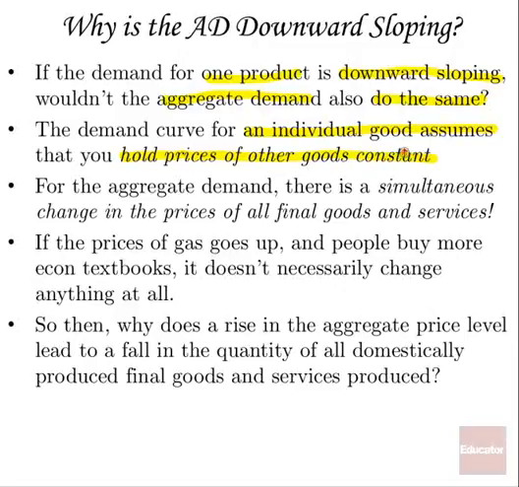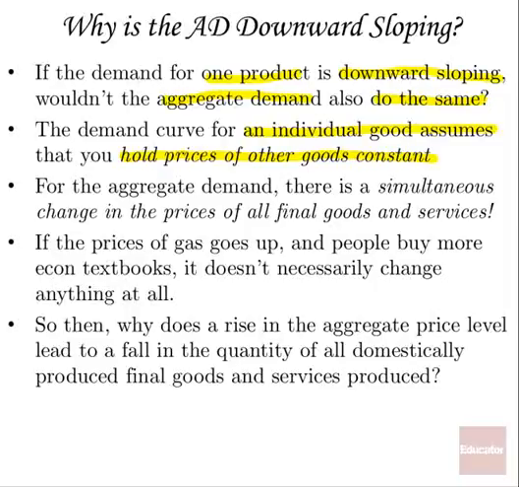So ceteris paribus. If the price of a DVD goes down, then what happens to the quantity demanded of the DVD? Price goes down, the quantity demanded is going to increase. If the price goes up, the quantity demanded decreases, right? So that's the relationship of a demand curve for one particular product.